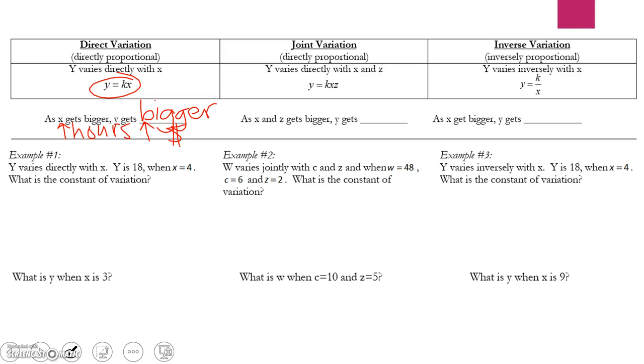Joint variation is another type of direct variation. It's y varies directly with x and z. Here's the equation. As x and z get bigger, y also gets bigger. So this is why it's a type of direct variation. The way that it's different is that there are two things varying. A real world example would be the more time that you spend at the gym, the more you sweat, and the more calories you burn.